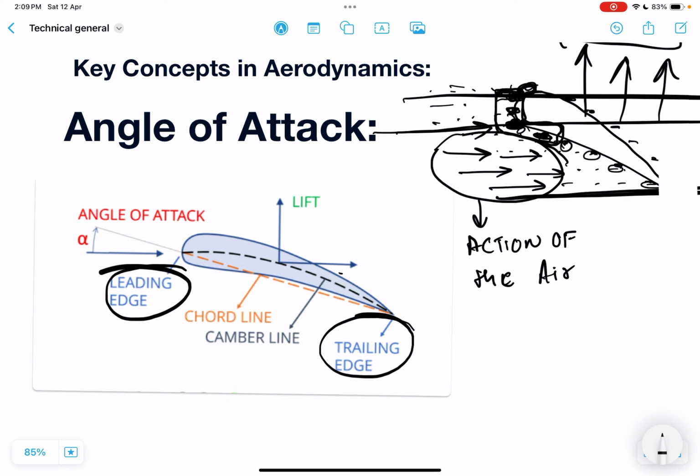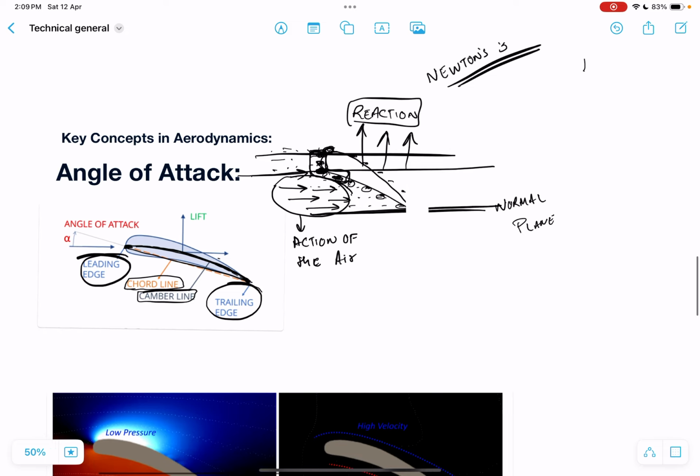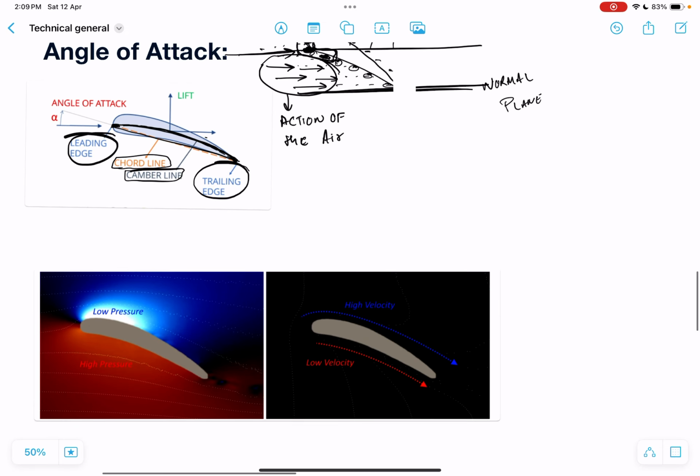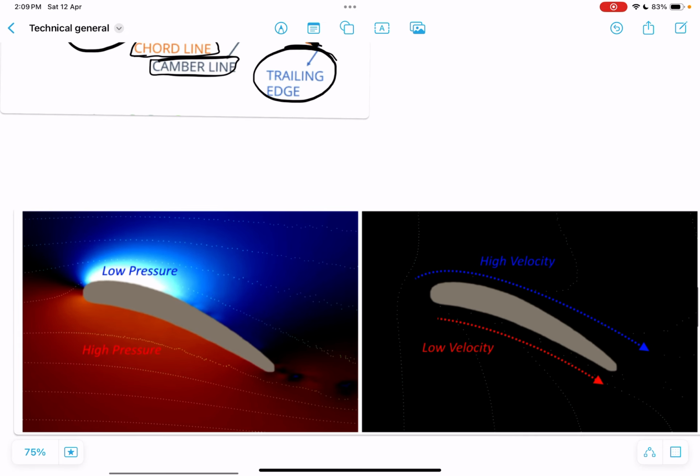Now you'll have confusion of what is chord line and what is camber line. Chord line is basically the line from the starting of the angle of attack to the ending of the wing. And camber line is basically a structure inside of the wing. Let's suppose it goes from the leading edge to the trailing edge. It's inside the aircraft, you cannot see it from the outside.